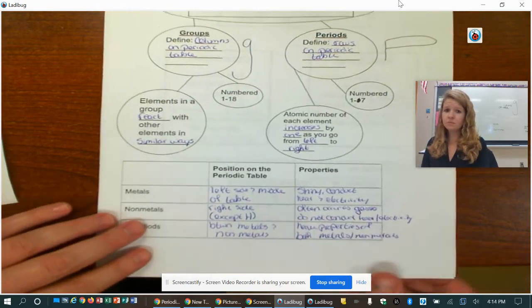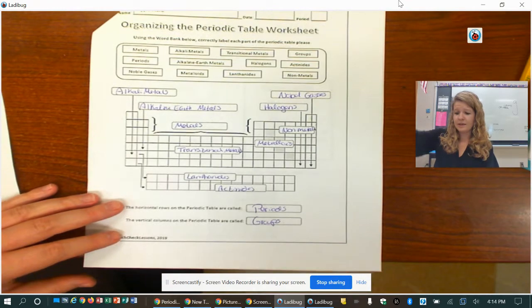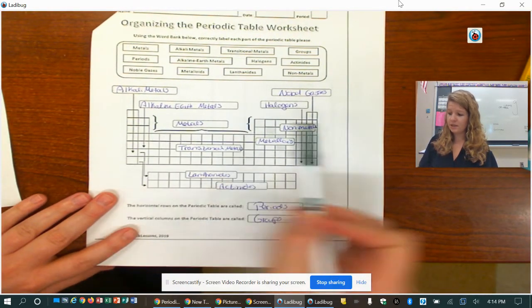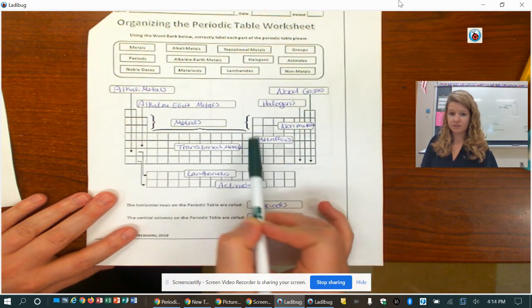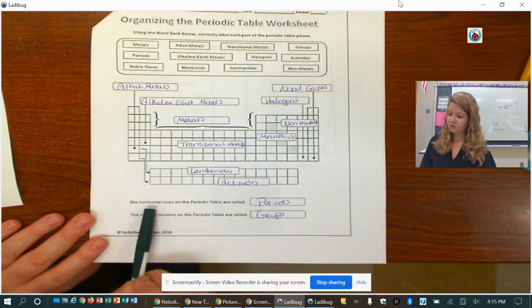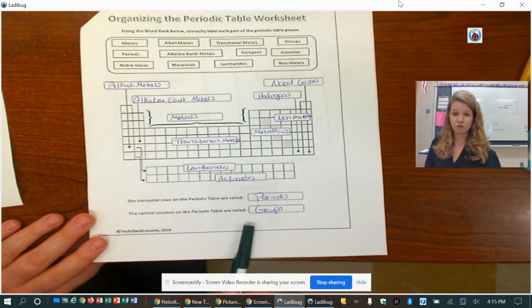So all I want you to be able to do on this side, don't worry about filling the whole thing in, but you should have it filled in that these are your metals, and that these are your nonmetals, and these are your metalloids. That's what I would like you to know at the end of this packet. And also we know that horizontal rows are called periods, and the vertical columns are called groups.